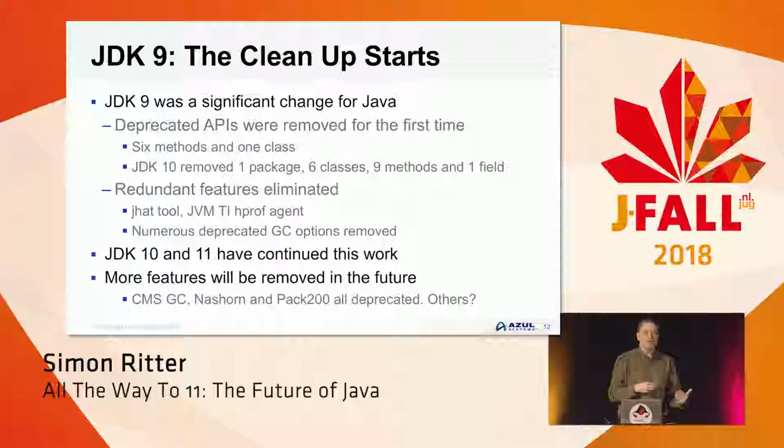And this is not going to finish. This is not the end of it. There are going to be more things that are likely to be removed. If you look at what's been deprecated at the moment, CMS is deprecated. So at some point in the future, you may well lose CMS. The idea is that G1 is a replacement for that. Oracle don't want to have to maintain 2 very similar garbage collectors. Nashorn has been deprecated. So if you're using JavaScript via the Nashorn engine, then you may need to think about that at some point in the future. Pack200, all deprecated.